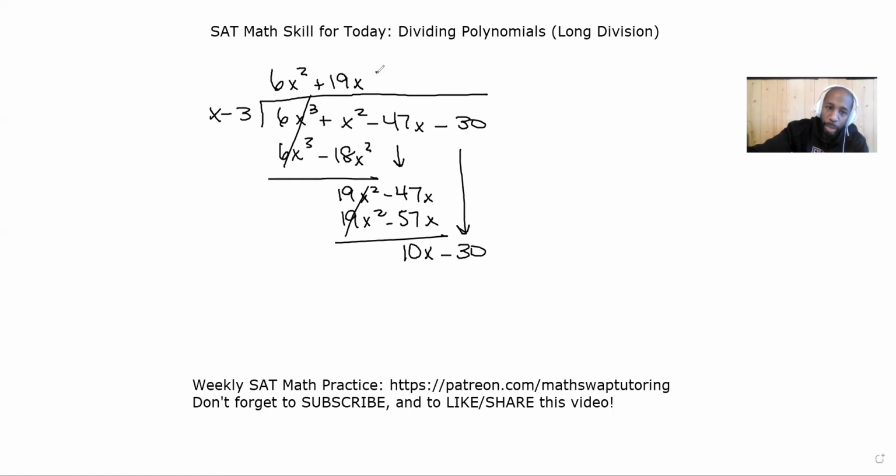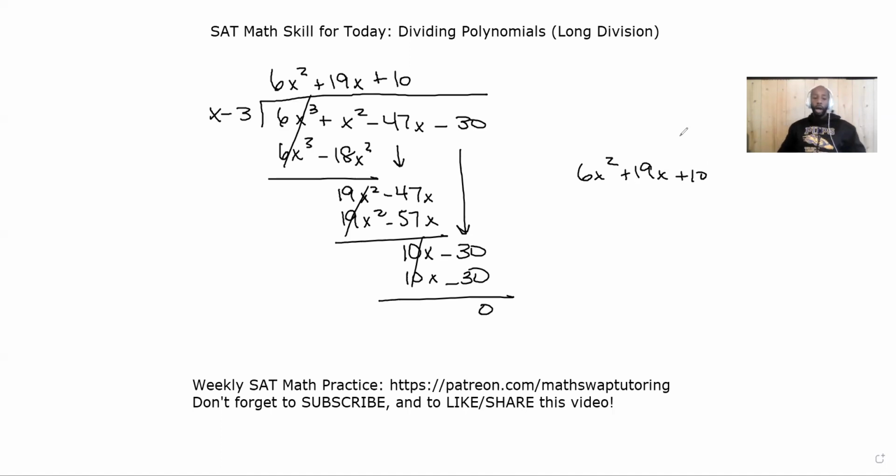X goes into 10x a positive 10 times. X times 10 is 10x, and then negative 3 times 10 is negative 30. These cancel. Negative 30 minus negative 30 is negative 30 plus 30, which is just 0. So there's no remainder here. Your final answer is what's up top: 6x squared plus 19x plus 10.